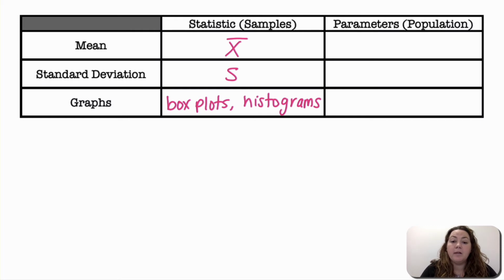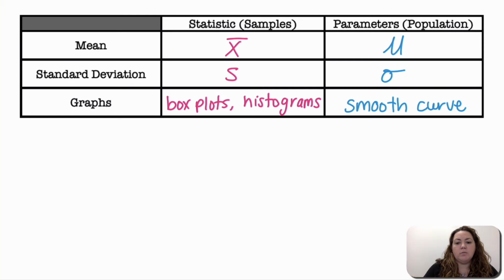When we're working with population values, it's a population parameter. Right? The symbol that we use for the mean is mu. It's a Greek letter. And then the symbol that we use for standard deviation is sigma, another Greek letter. All right, and then the graphs for this would be a smooth normal curve or a skewed curve. So we don't do the exact graphs when we're dealing with parameter population values, just a smooth curve.